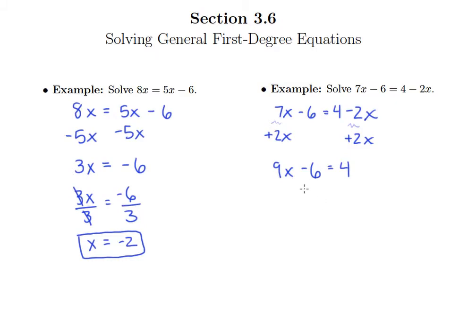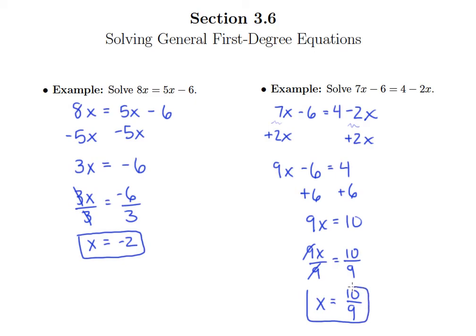And then we'll go ahead and add 6 to both sides to get all the constants on the other side. And of course we can finish a problem like this by dividing by 9. And again, this is an algebraic problem, so we want to keep our answer as an improper fraction. We do not want to turn it into a mixed number.